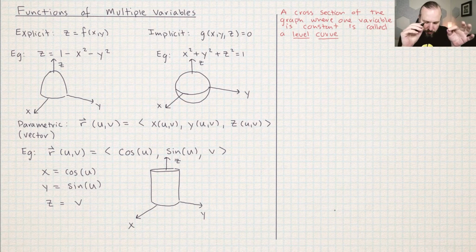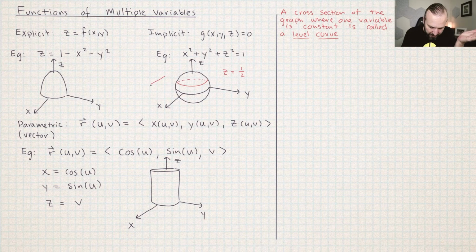A cross section of the graph where one variable is constant is called a level curve. For example, let's do the sphere first. In this sphere, if I picked the curve where z is equal to 1/2, the height of the sphere goes up to 1, so I would get a circle right there. If you want to, you can think of a plane at height 1/2 that has sliced through this sphere.